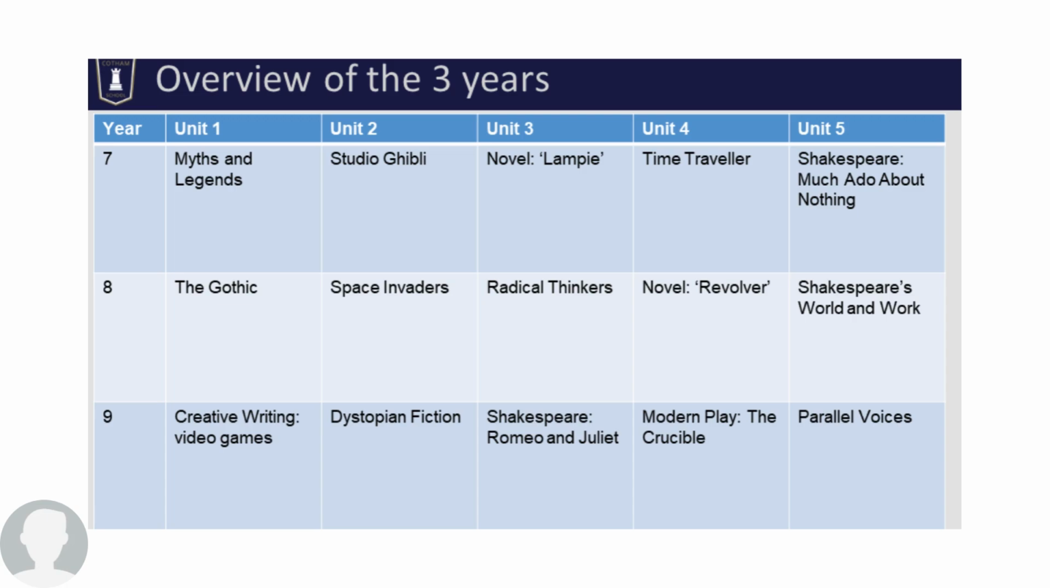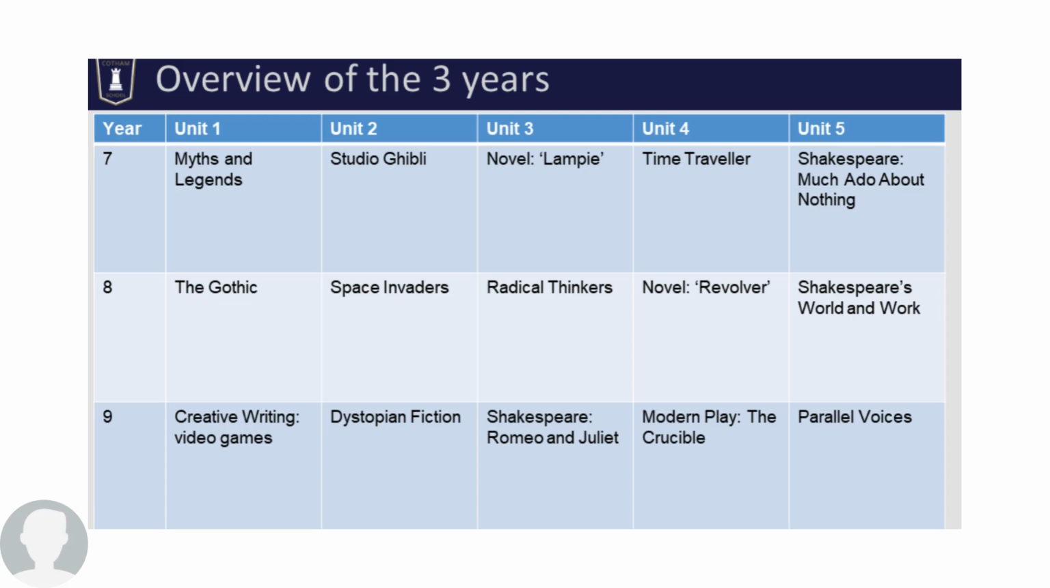And then we stay with the idea of drama, moving into Unit 4, where we look at the modern play The Crucible. Not that modern anymore, written in the 60s, but a fantastic piece of playwriting. And we look at how, similar to what we looked at in dystopian fiction, writers get across a political idea in their piece of writing. So The Crucible was about the McCarthy trials in America at the time. So that's a way of exploring that.